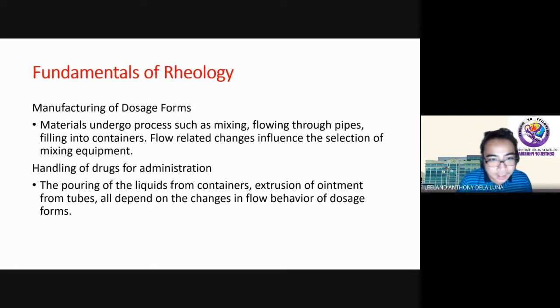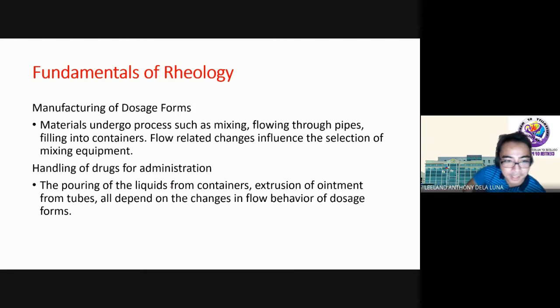So these materials undergo processes such as mixing, flowing through pipes, filling into containers. Now, flow-related changes influence the selection of the mixing equipment. So again, class, the property of the liquid, or the fluid that you're making, will dictate what type of equipment you will be using. Do you need a wide opening for the pipes, or is a small one enough? If it's wide, it may mean the fluid you are making is viscous. And so on and so forth.